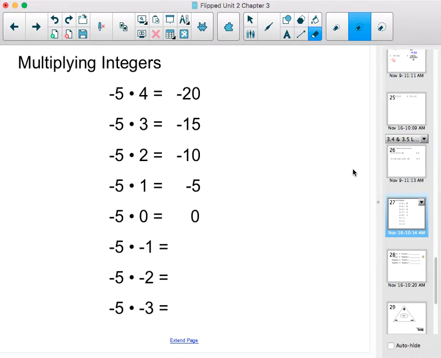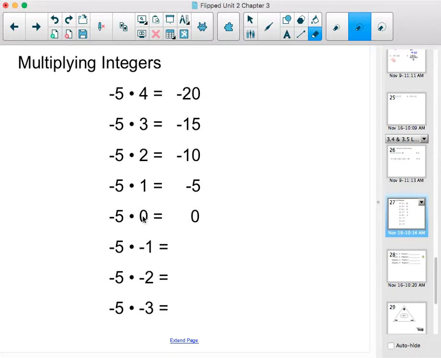So, if we are searching for patterns, the first pattern I hope you notice is going down the first column, and that's that we are keeping the negative 5 the same. What pattern do you notice in the second column? I hope you said that we're subtracting 1 every time. And we are. What pattern do you notice in the third column? I hope you notice that we're adding 5 every time.